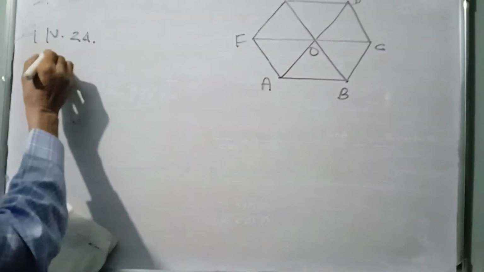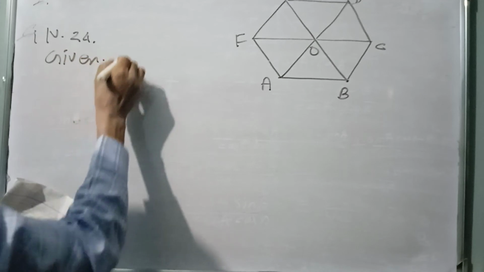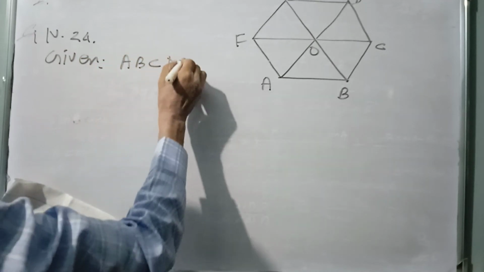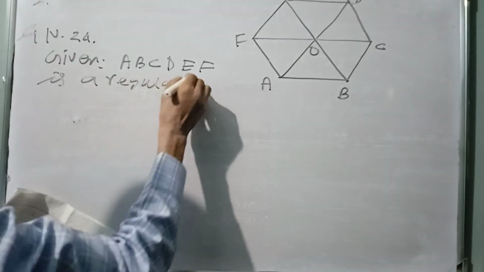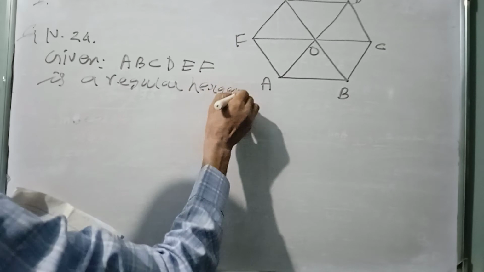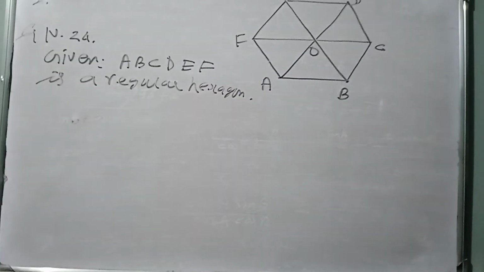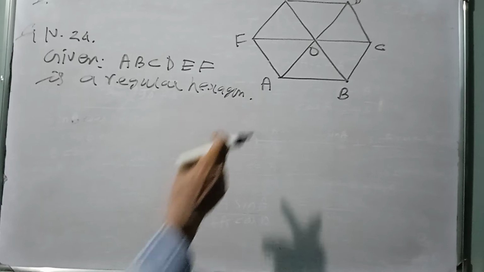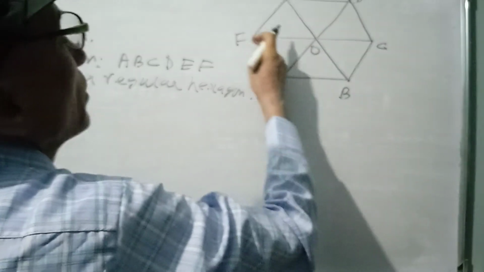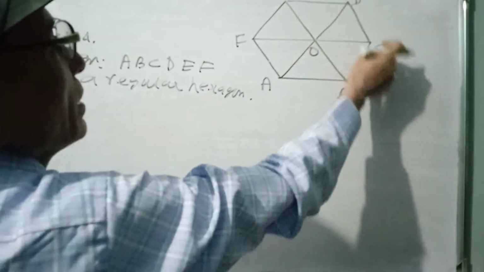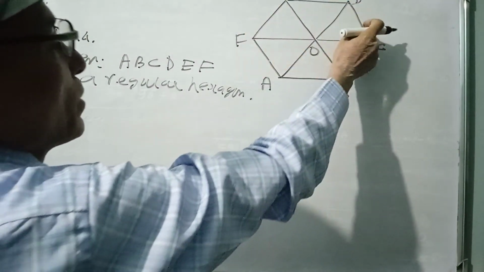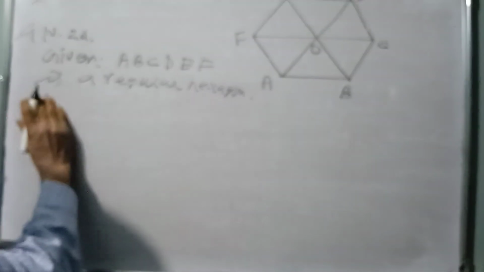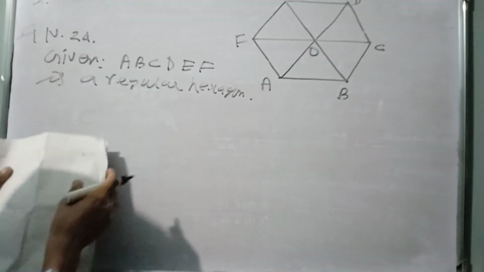O. What is the given condition? ABCDEF is a regular hexagon. It means AB equals ED, BC equals FE, and CD equals AF. First equals fourth, second equals fifth, and third equals sixth side. ABCDEF is a regular hexagon. The question is as follows.